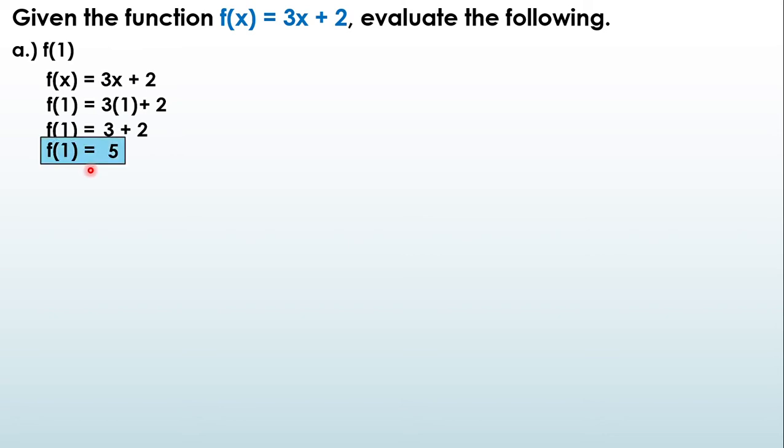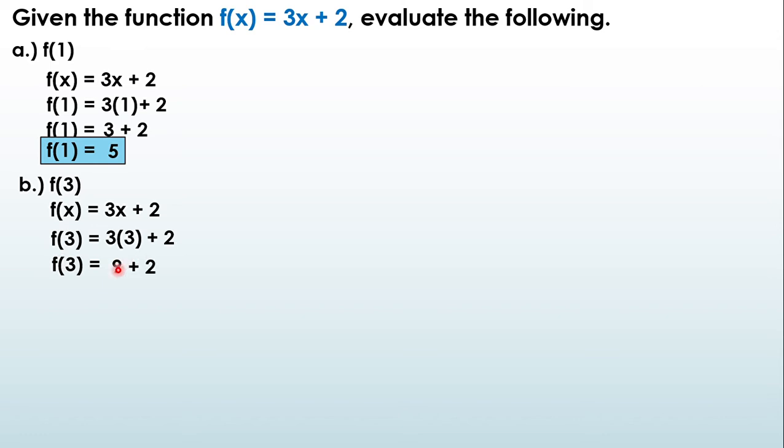Next, letter B, let us evaluate f of 3. Right, so using the same function, f of x is equal to 3x plus 2, let us replace x by 3. Right, so 3 times 3 plus 2. So f of 3 is equal to, 3 times 3, we have 9 plus 2, so f of 3, that is 11.